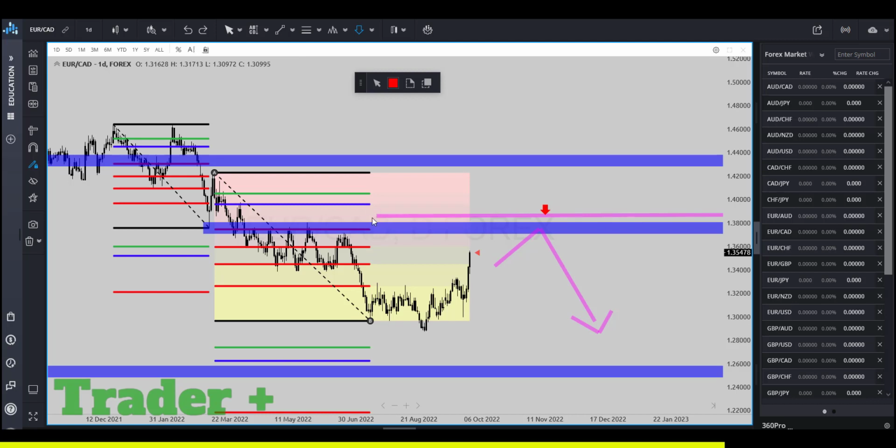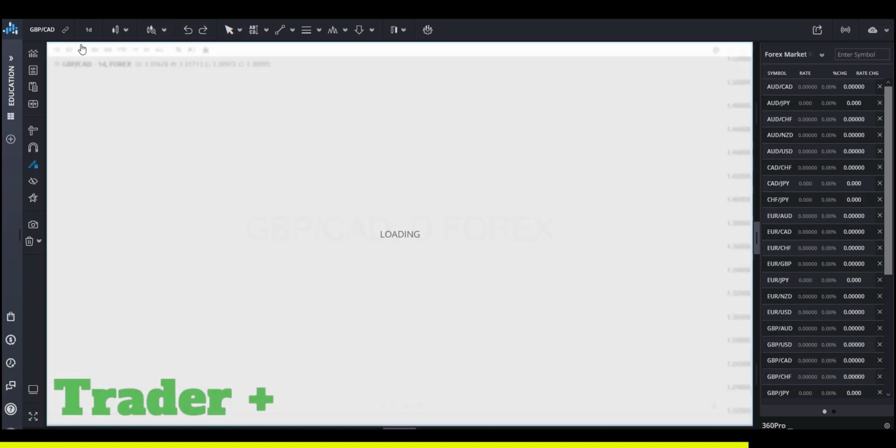Once we come to the 618 and maybe deeper, my stop is going to go beyond the A high of this swing. And then once we reject and we start to fall, I would move my stop in terms of management as the market works its way down. So that's the EURCAD, pound CAD.